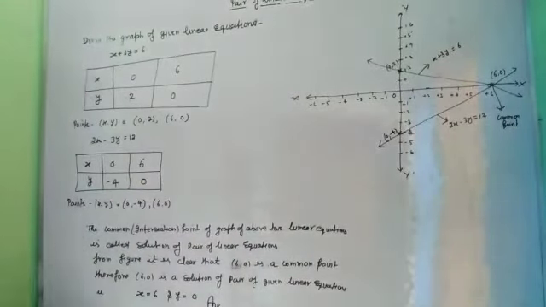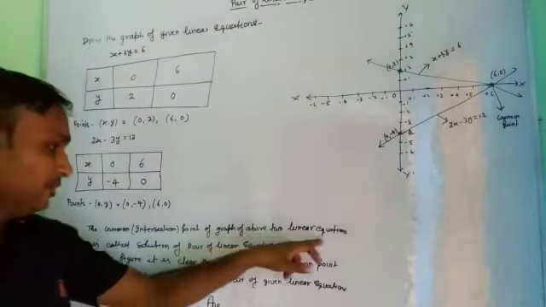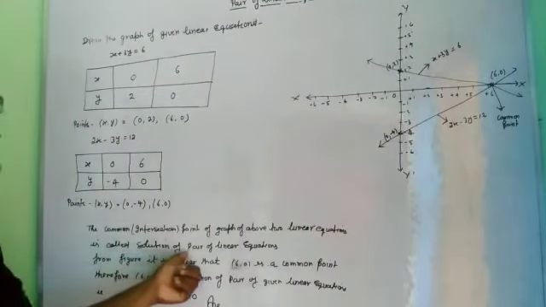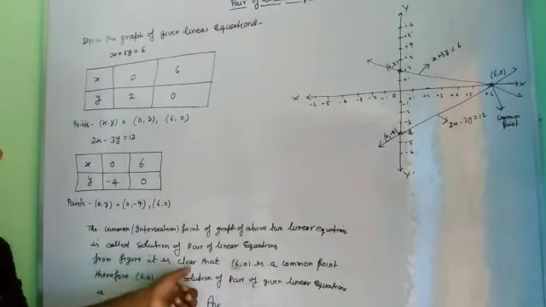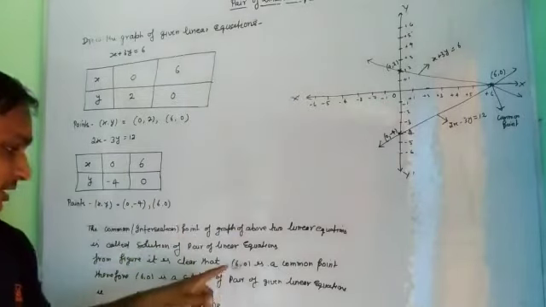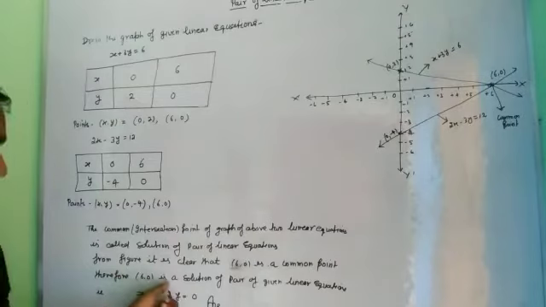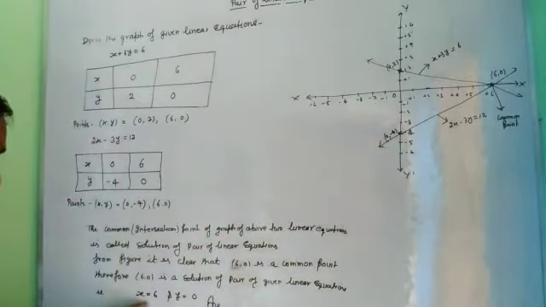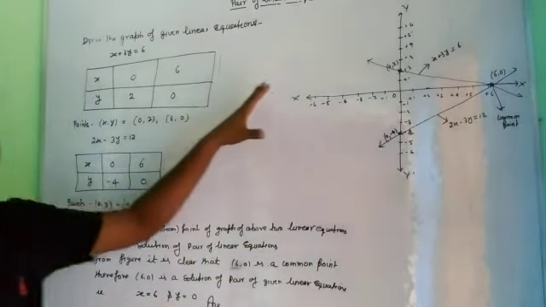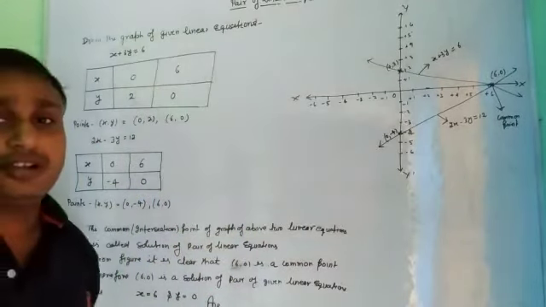That is, the common intersection point of the graphs of the above two linear equations is called the solution of the pair of linear equations. From the figure it is clear that (6, 0) is a common point. Therefore, (6, 0) is a solution of the pair of linear equations, that is x is equal to 6 and y is equal to 0. This is the complete solution for solving a pair of linear equations by the graphical method.